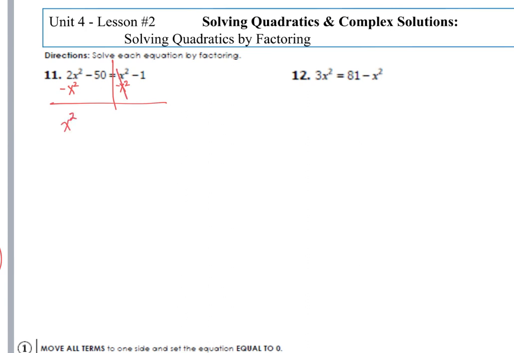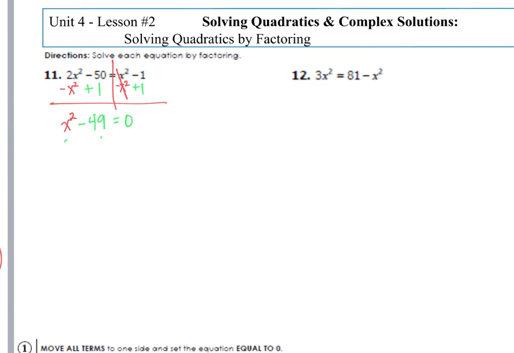I also need to move this negative 1, and I will use its opposite operation. I'm going to add it, and it's a constant. It matches up with the constant on the left side of the equal sign. So negative 50 plus 1 is negative 49, and it's all equal to 0. Now, I need to factor now that it's set equal to 0. I have 2 terms, okay, x squared and minus 49.